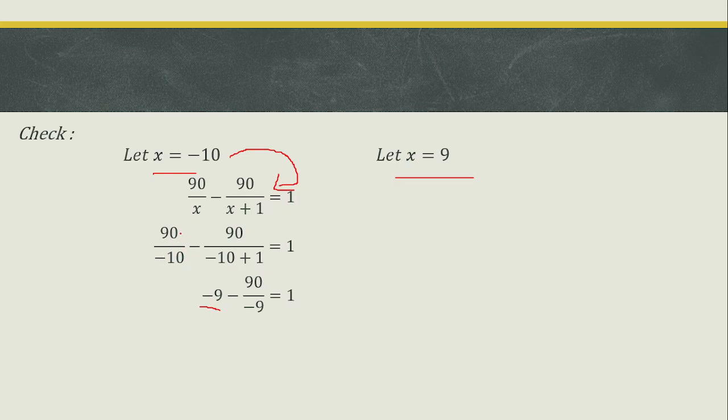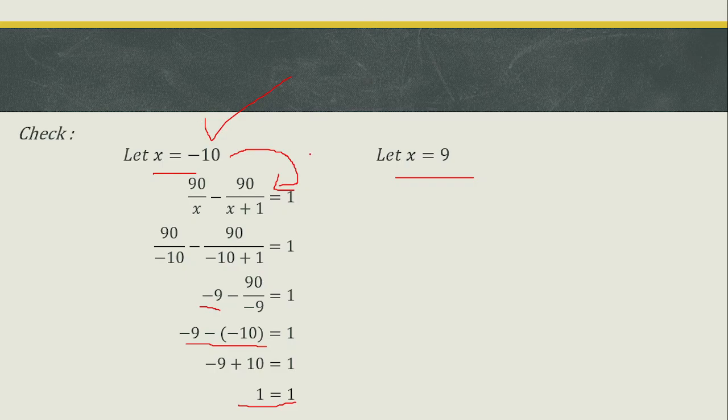Then solve pa natin to, pwede pa ma-simplify. So negative 9 minus 90 divided by negative 9, the answer is negative 10. So negative 9 minus negative 10, it will become negative 9 plus 10 is equal to 1. So negative 9 plus 10, 1 is equal to 1. So it means we are now 100% sure that the first root negative 10 is one of the roots of the given quadratic equation for example 1.